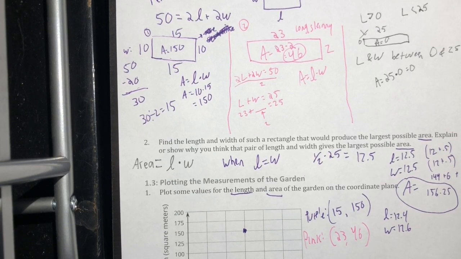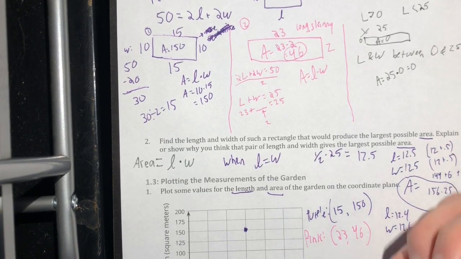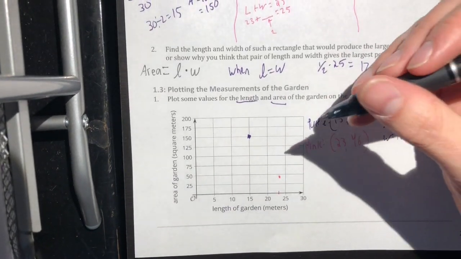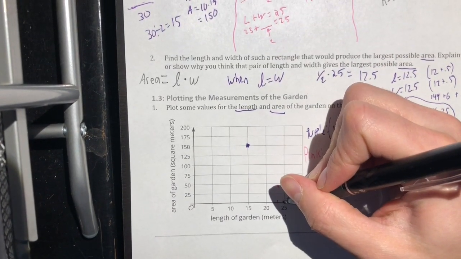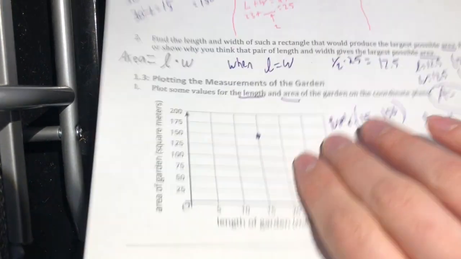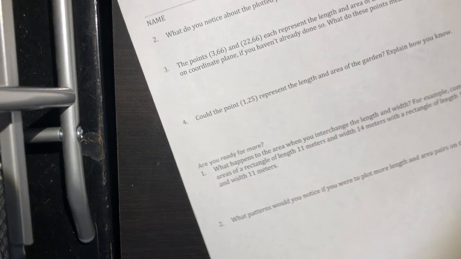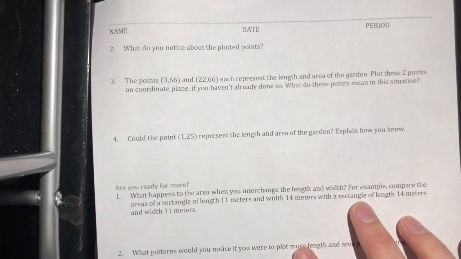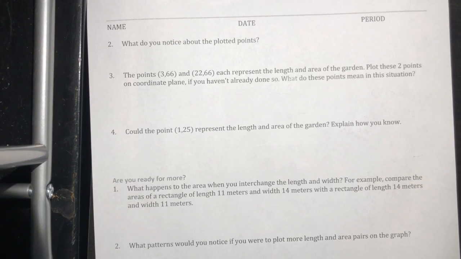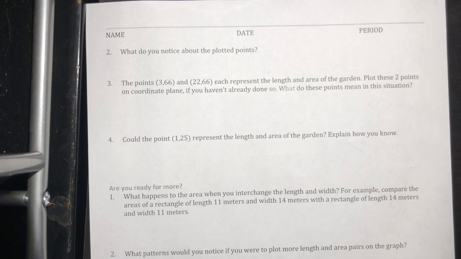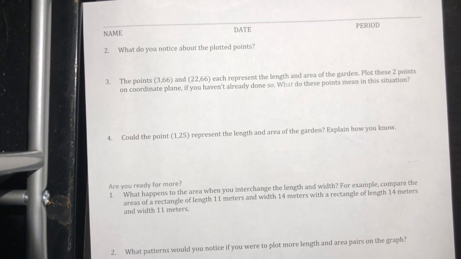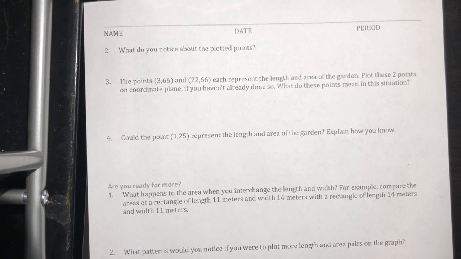And then 25 and 0. We'll put that on there. So then 25 and 0. Okay, so we got our 3 points. Cool. We'll come back to that graph in a bit. So let's flip over. What do you notice about the plotted points? So think about what you do notice about the plotted points. Is there anything specific you notice about it? We'll come back to that question in a minute.